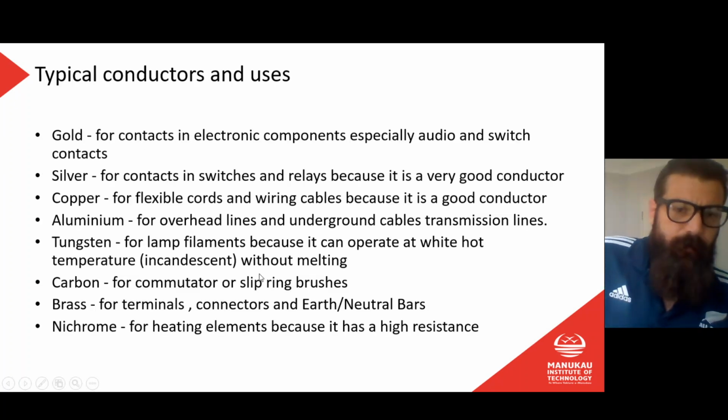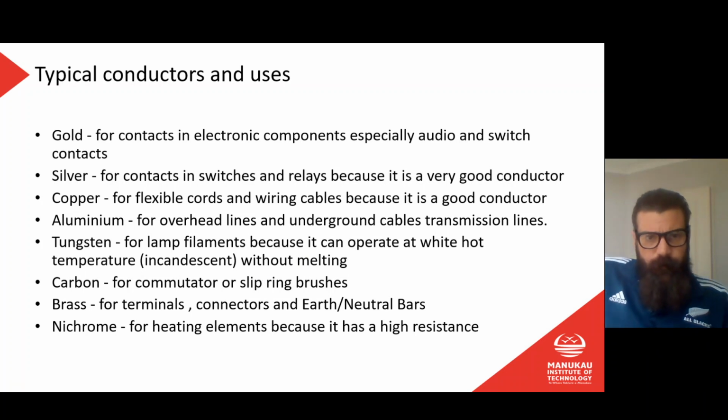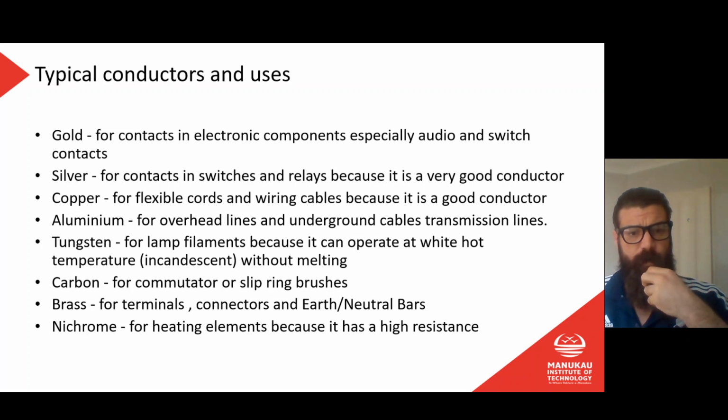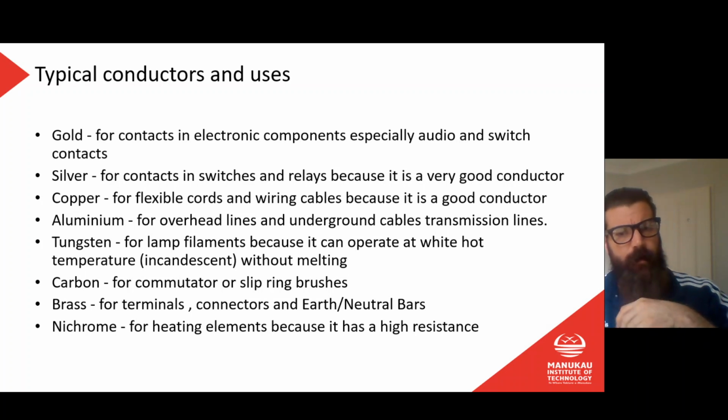Typical conductors and uses. We have gold for contacts and electronic components, especially audio and switch contacts. So there's gold in a lot of electronic things, cell phones and that sort of stuff, because gold's a really good conductor, and it is highly resistant to corrosion. So we can use gold in situations where we don't want our conductor to corrode. Obviously, we're not making cables out of gold because it's very expensive. So generally, you'll see gold-plated switch contacts and stuff. Very, very small amount of gold being used because obviously it's very expensive.